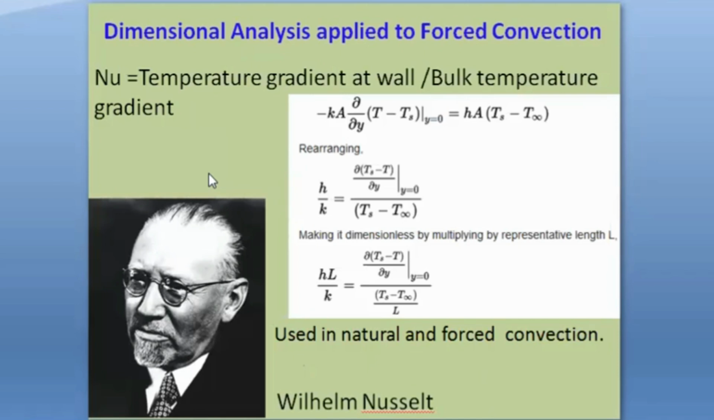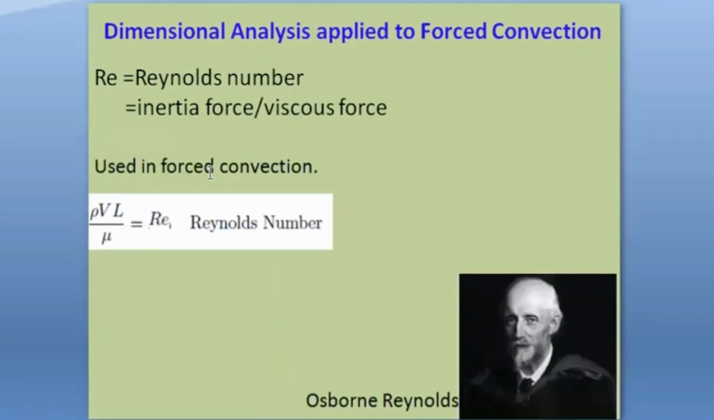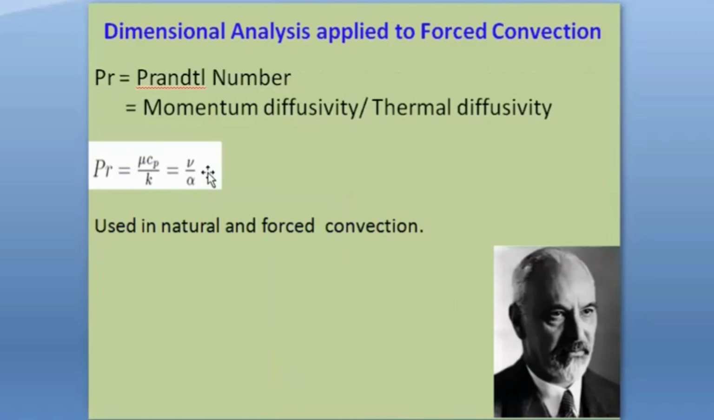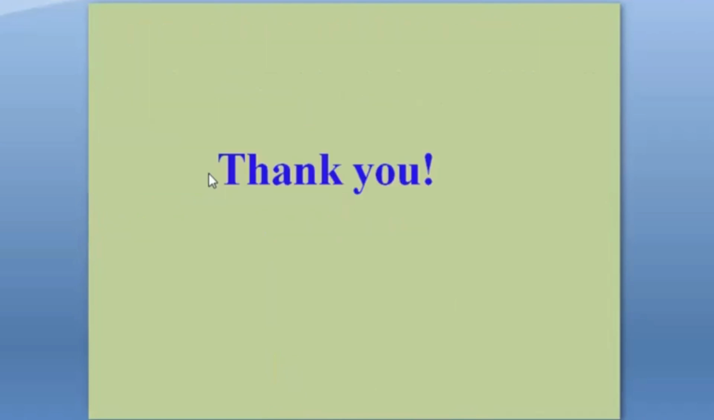So this is the Nusselt number, and the Reynolds number, Osborne Reynolds. The Reynolds number tells us whether the flow is laminar or turbulent for forced convection, and the Rayleigh number tells us whether the flow is laminar or turbulent for natural convection. So this is all about, we can say, a little revision about fluid flow and heat transfer.